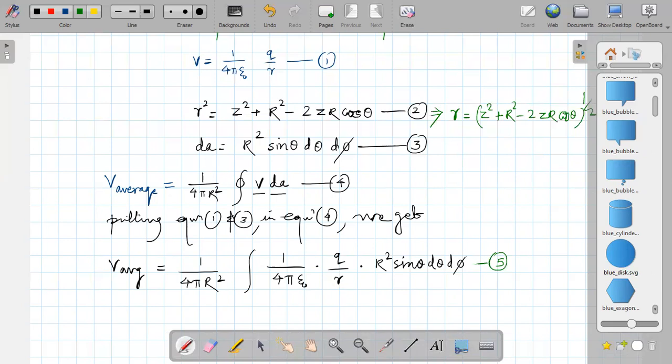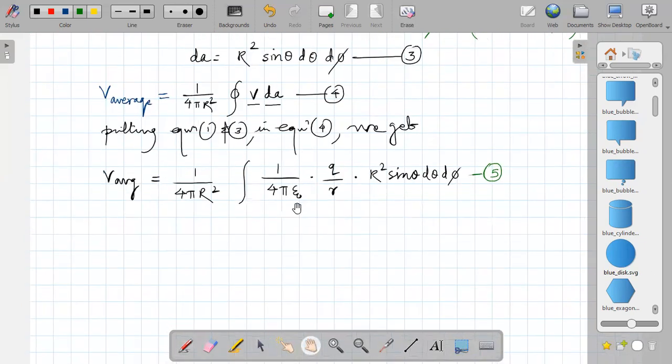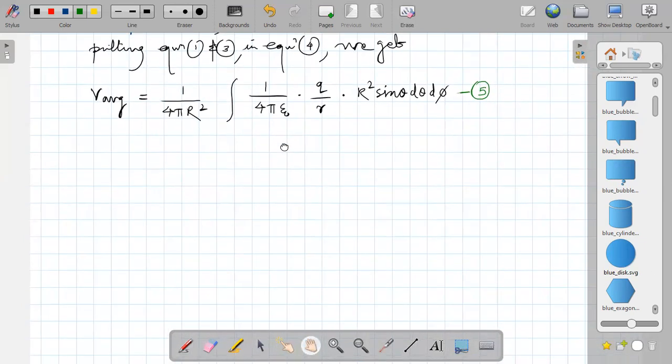Okay, and therefore putting the value of small r in equation 5, we can write, rewriting the above equation 5, we can write here, rearranging this equation.